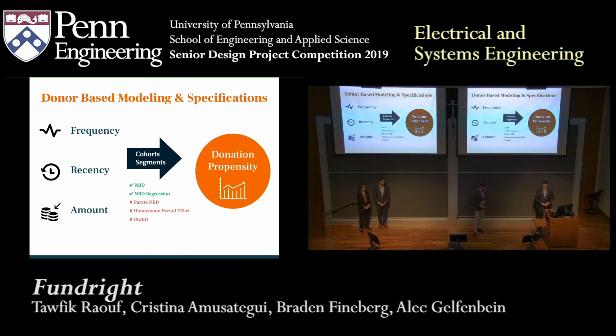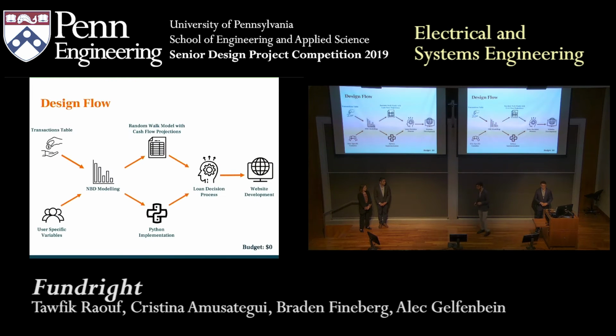So taking all these covariates into account, we put them through modified negative binomial distributions and ultimately regressions that output this prediction, this donation propensity, telling us how likely any person in Jane's supporter group will give on any given day. So what this looks like from a decision process is we take the transaction table and the user-specific variables that Flourish has access to.